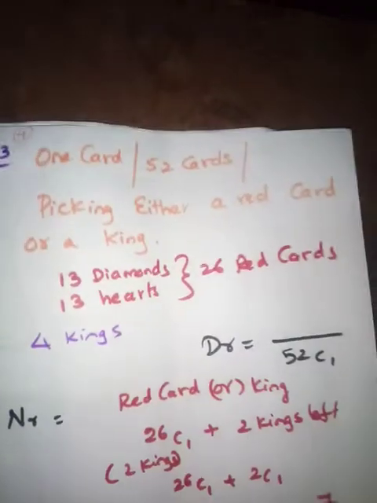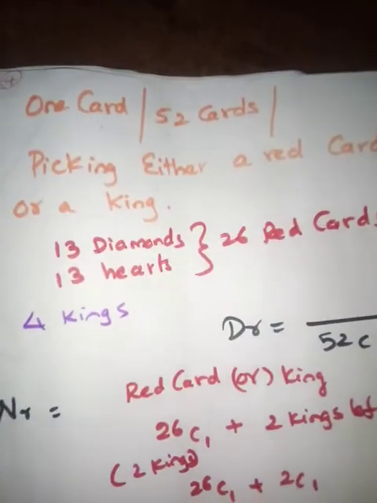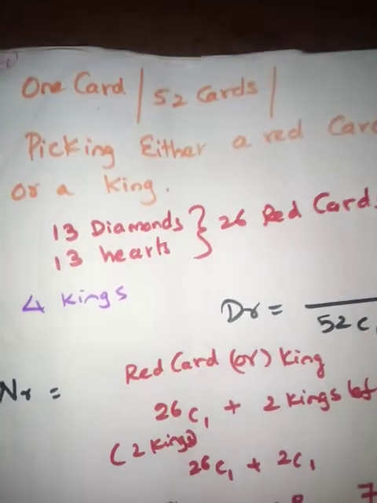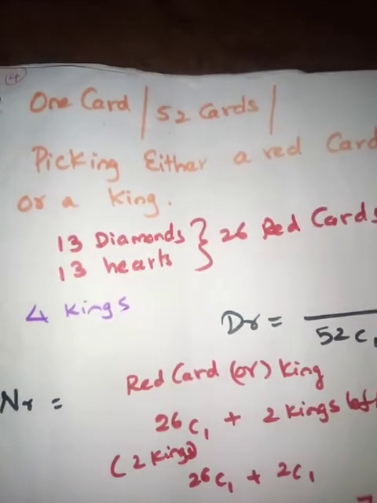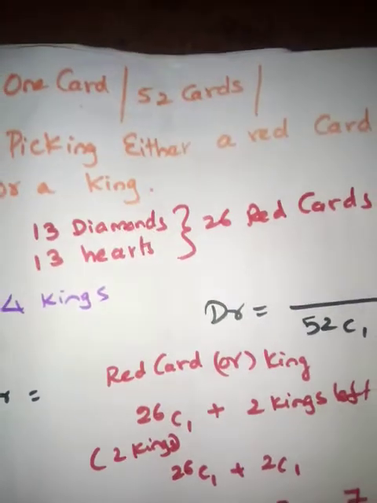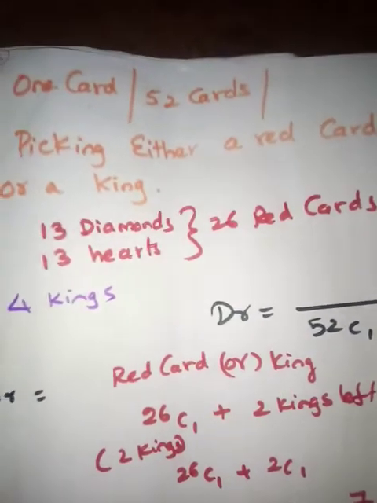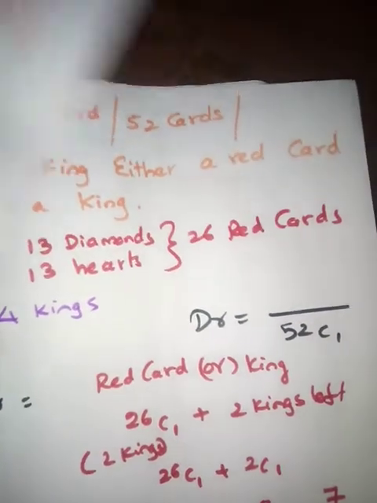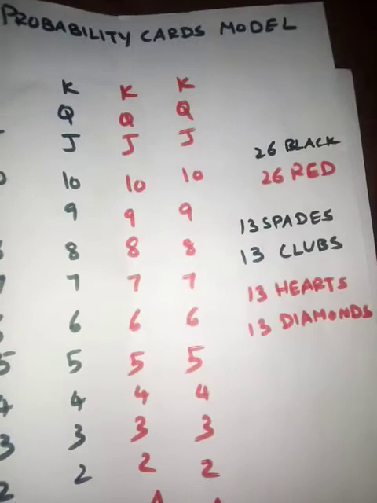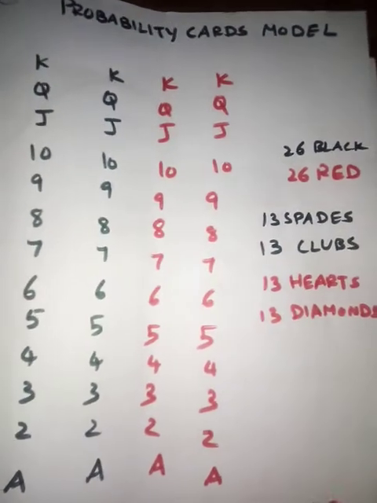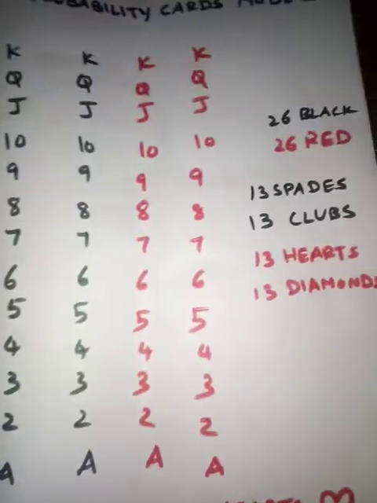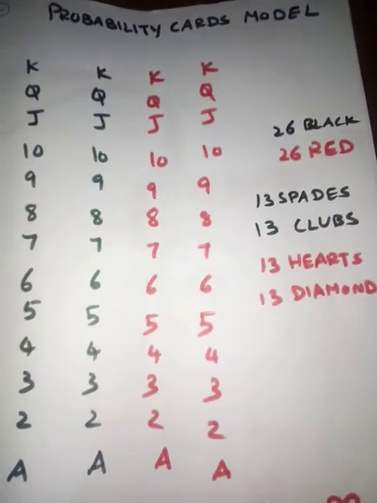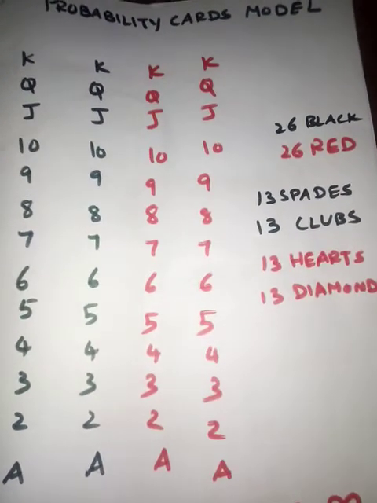One card is picked up at random from 52 cards. What is the probability of picking either a red card or a king? If you say red cards, there are totally 26 red cards. What is the probability of picking a red card? If we ask, in this 26, we have to pick one card.